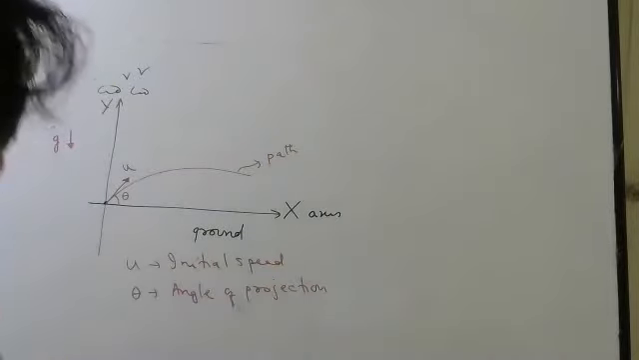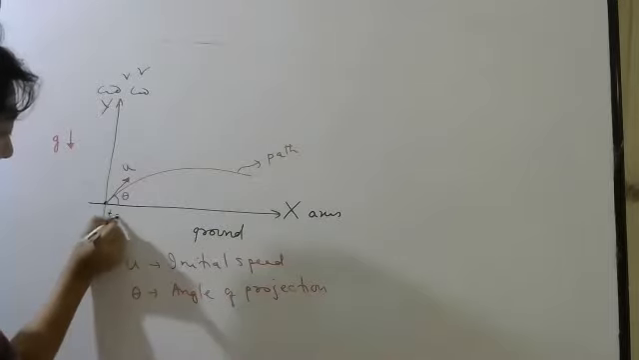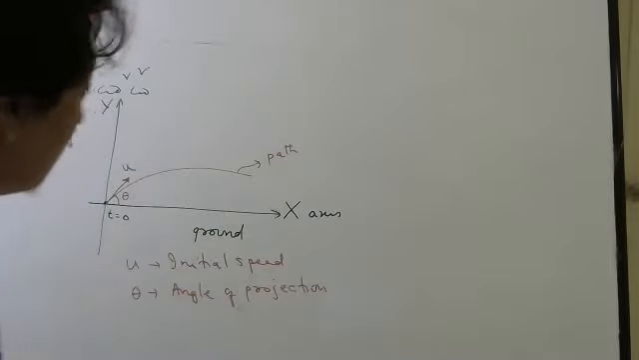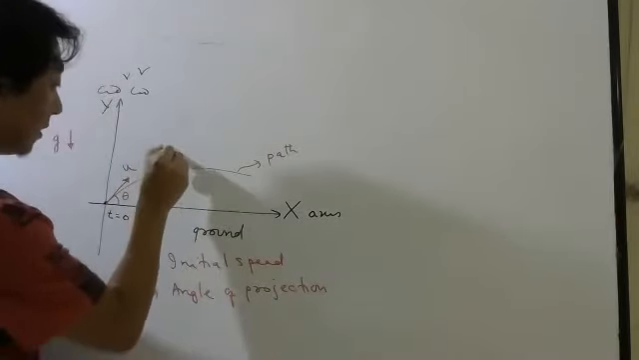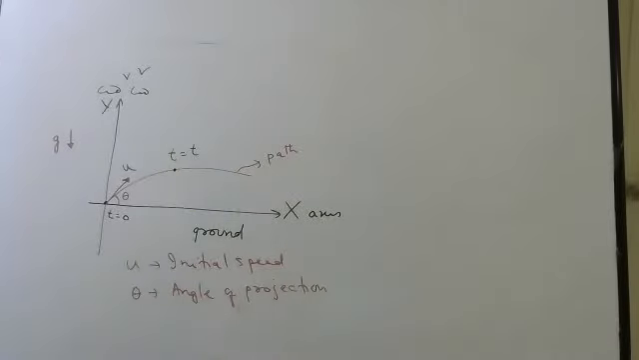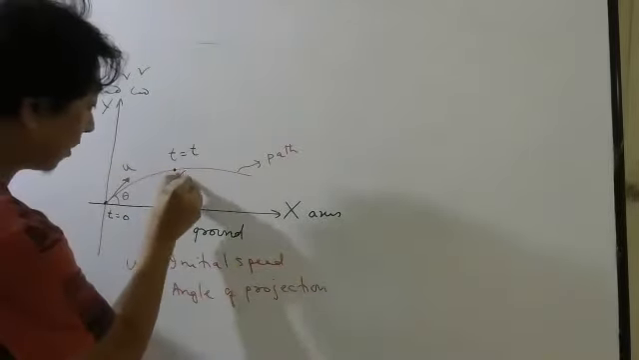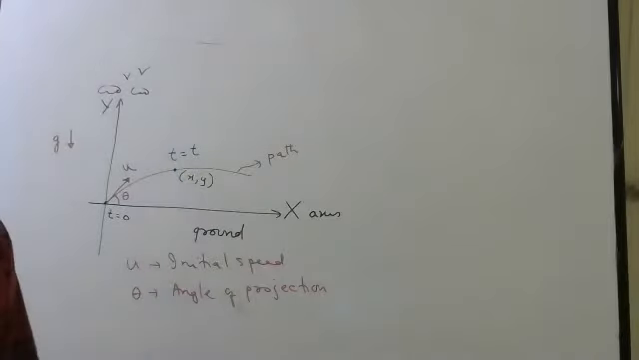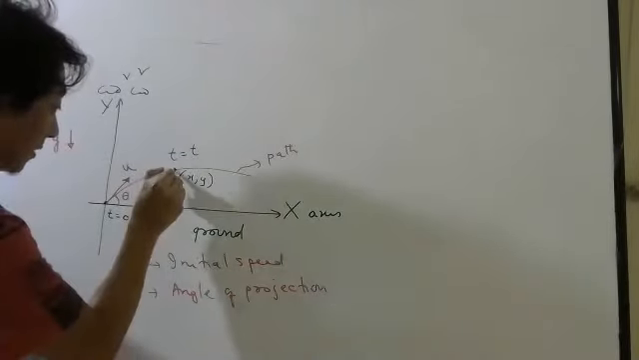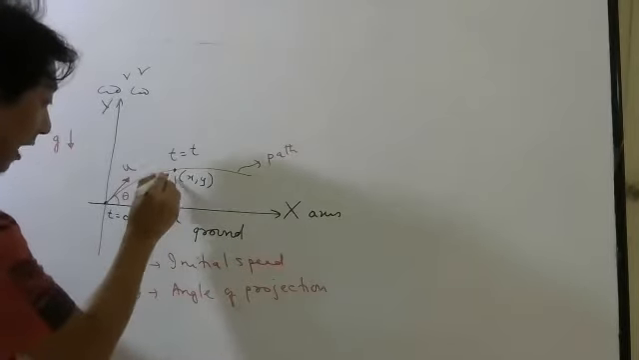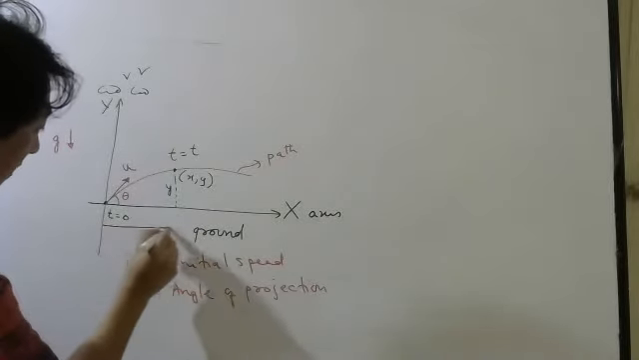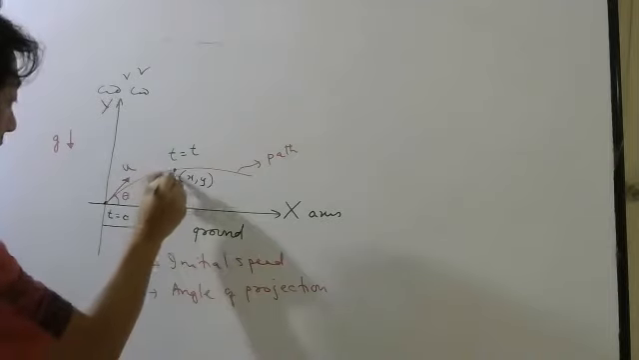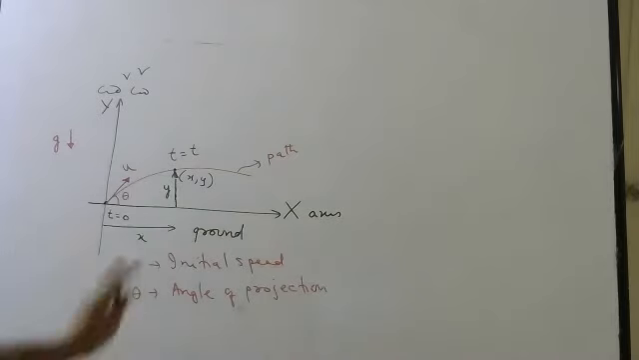Now at time 0, this is at time 0. Now after time t, maybe it has reached here, I don't know. Let's say it has reached here. This is after time t. At this point, it will have some coordinates x, y. Agree? What will be x? This will be x and this height will be your y. This much will be y and this much will be x. This much you have understood or not?